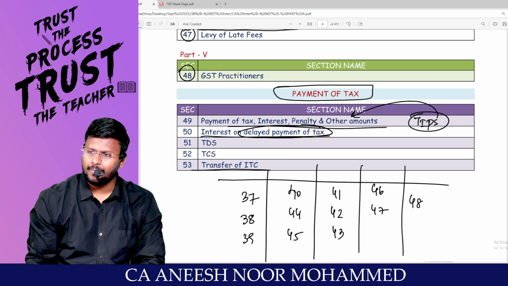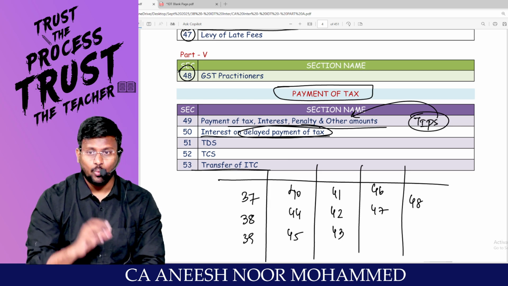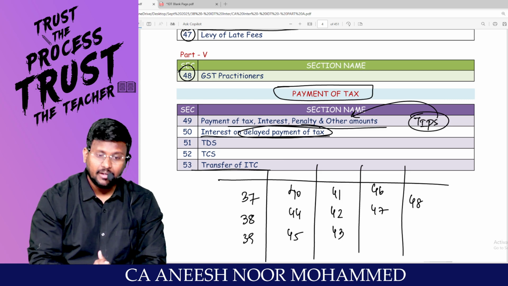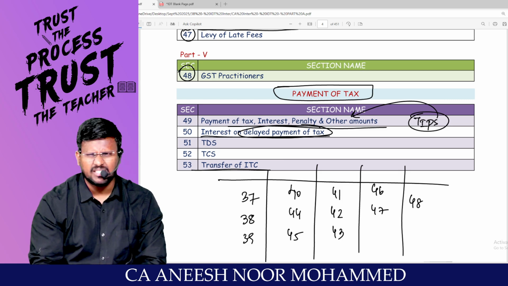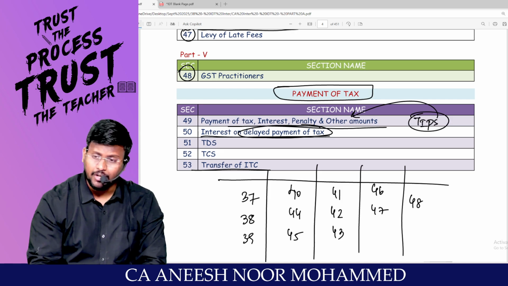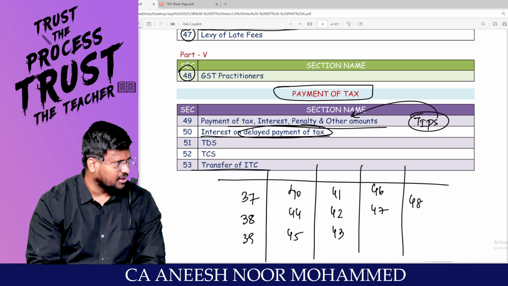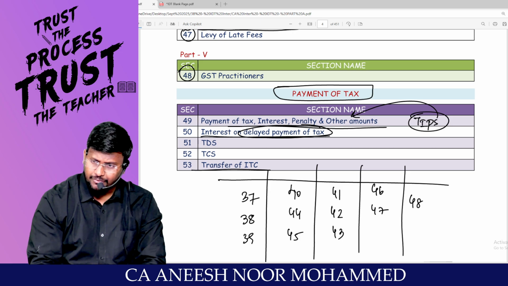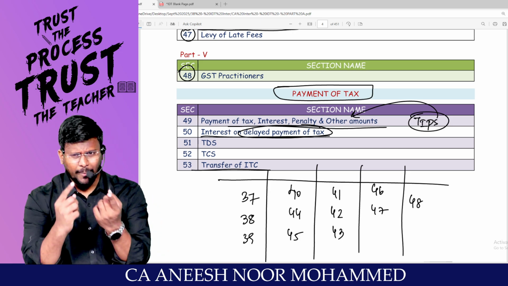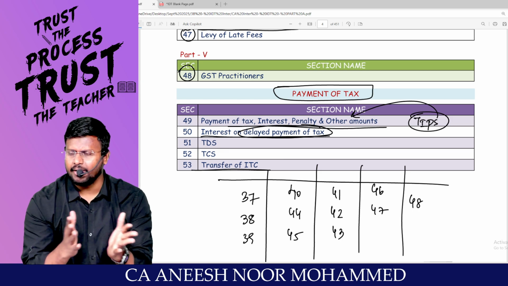So come on. What is section 49? Payment of TIPS. What is section 50? Interest on delayed payment of tax. What is section 51? TDS. 52, TCS. 53, transfer of ITC. Transfer of ITC.